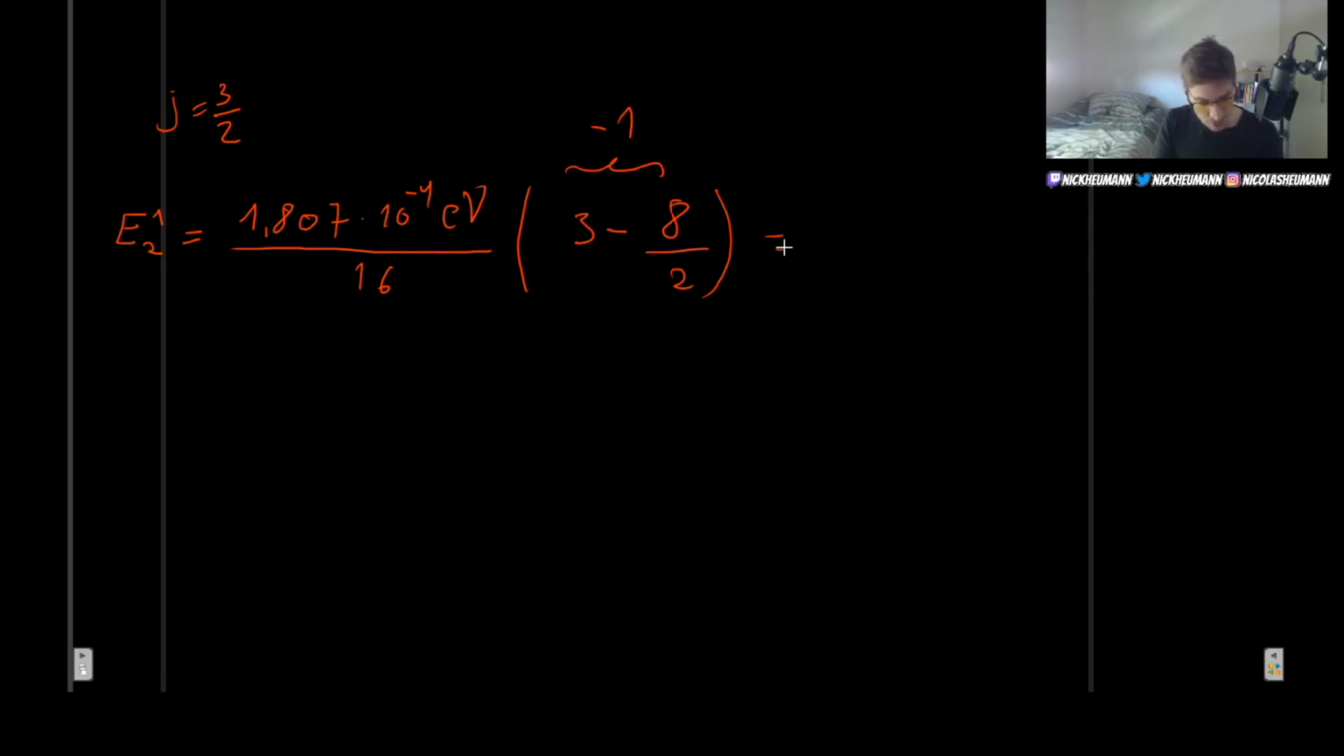So this would be 1.807 exponent minus 4 divided by 16 and times minus 1. So this would be minus 1.129 times 10 to the minus 5 eV. Great. And as you can see, this is actually going quite fast. So that's nice. Let's now go to the next one.